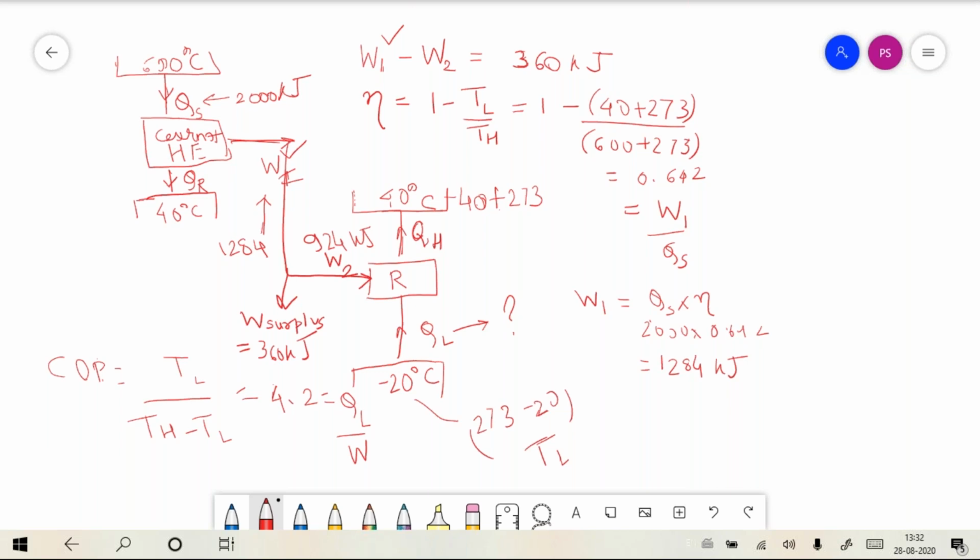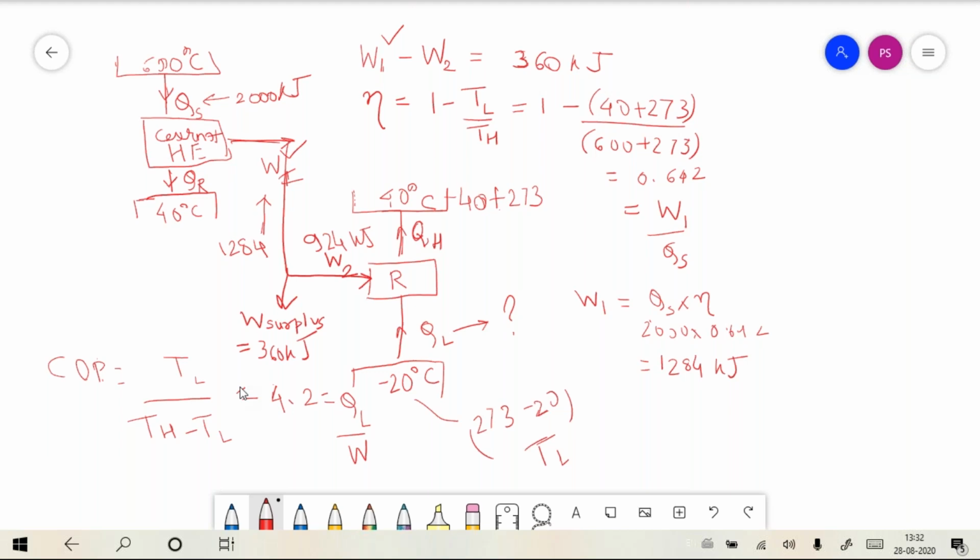Depending upon up to what accuracy you solve this, your answers will slightly change. Doesn't matter. We are interested not in the exact answer as such, but in the method here. So please ensure that you can calculate the refrigerating effect by first calculating the maximum COP as TL upon TH minus TL, and then using the generic expression for COP, which is QL upon W, refrigerating effect upon the work input.